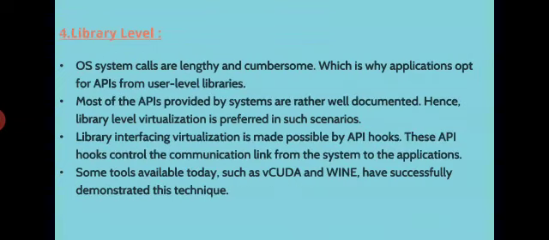And coming to the library level, it is nothing but the user level application programming interface. The operating system calls are lengthy and cumbersome, which is why applications opt for application programming interfaces from user level libraries. Most of the application programming interfaces provided by systems are well documented. Hence, library level virtualization is preferred in such scenarios. The library interfacing virtualization is made possible by application programming interface hooks.